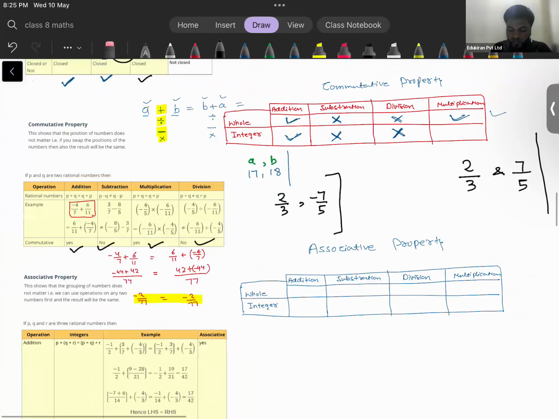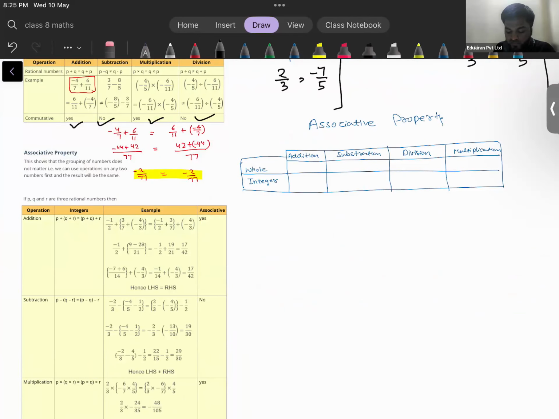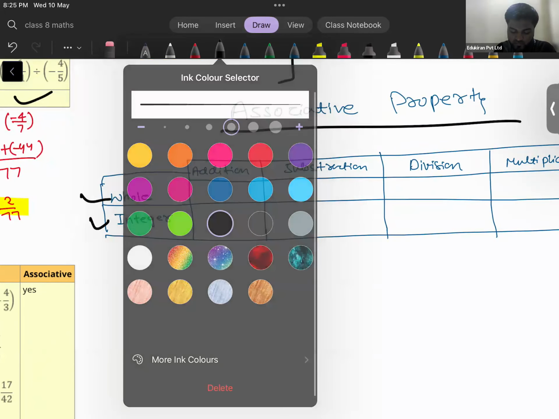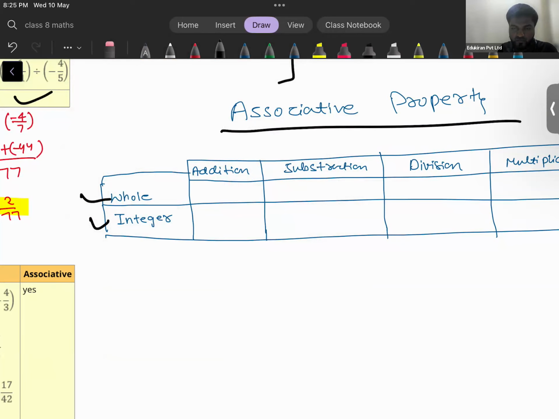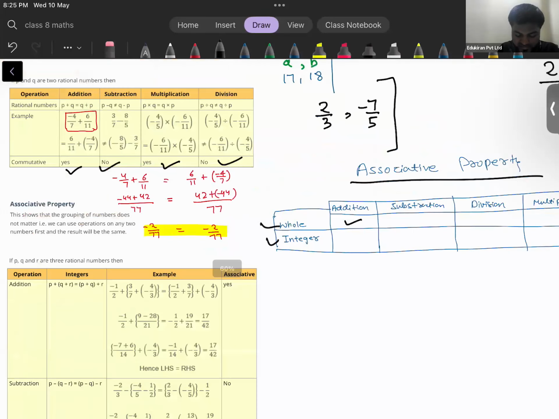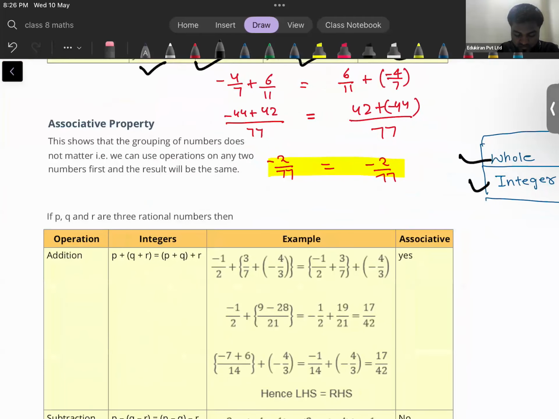Now, we can establish conclusions for integers and whole numbers for the associative property also. Quickly tell me, will whole numbers follow the associative property or not? Yes, it will follow. What about subtraction? Associative property, what does it say? It basically says that the grouping of numbers does not matter, that we can use operations on any two numbers first and the result will be the same.